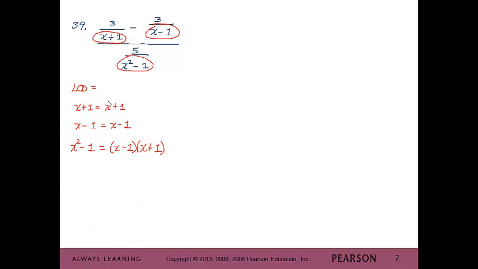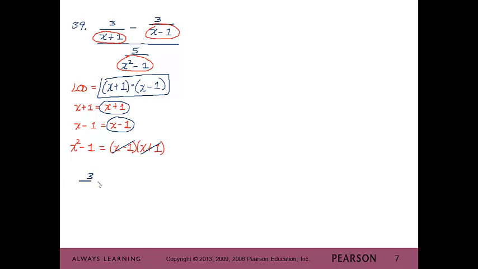Write the factors of the first denominator, so there's your x plus 1. And then we're going to multiply by x minus 1 since it's not already up here. Then for our third, the x minus 1 is there, so we're not going to write it. And the x plus 1 is there, so we're not going to write it. So this is the LCD. Now we're going to multiply each term by it.